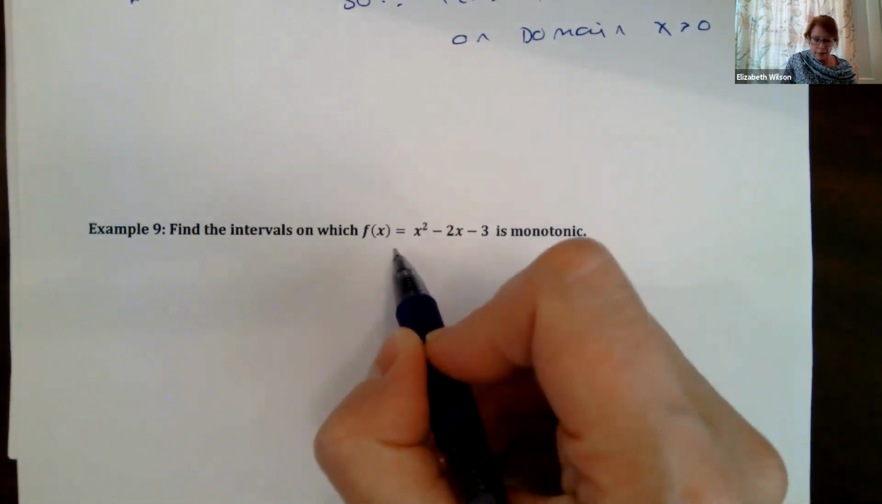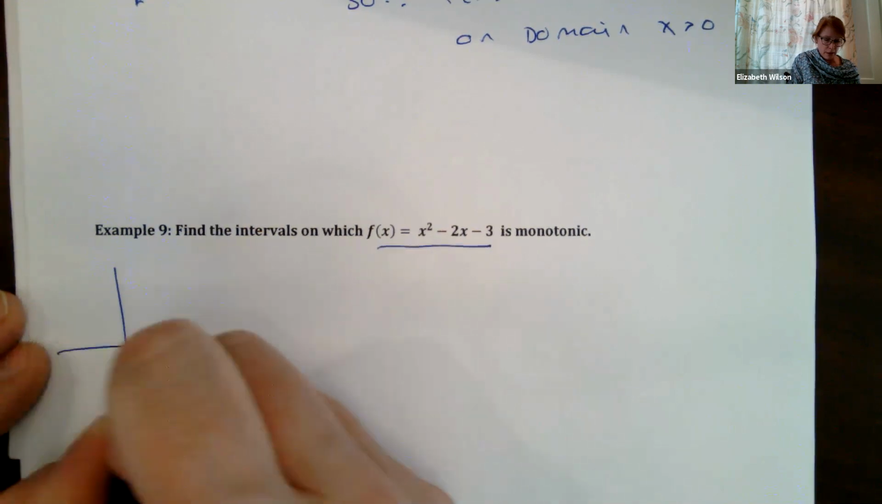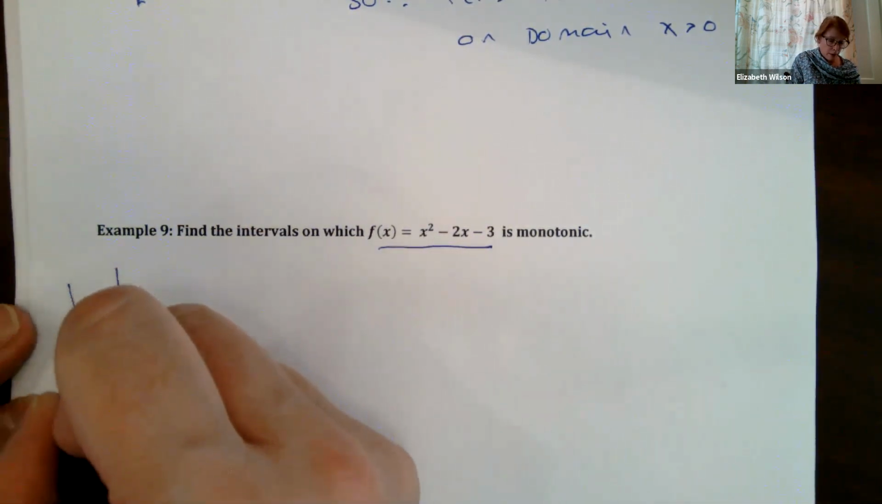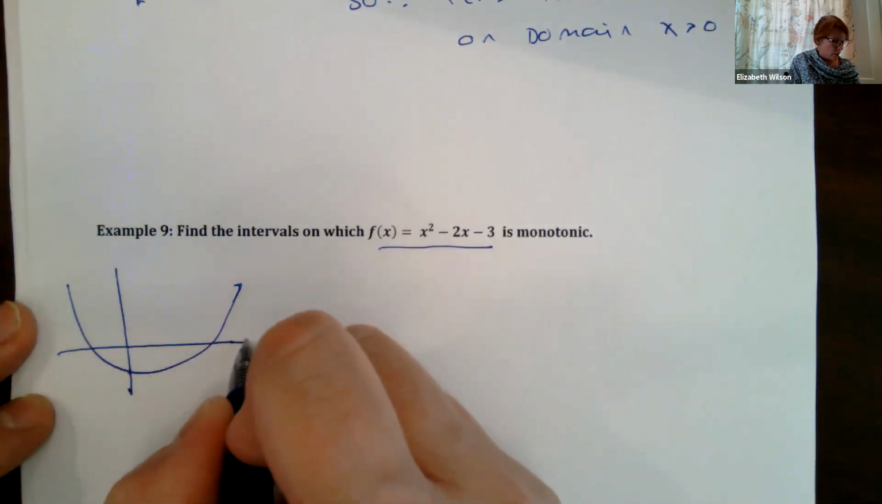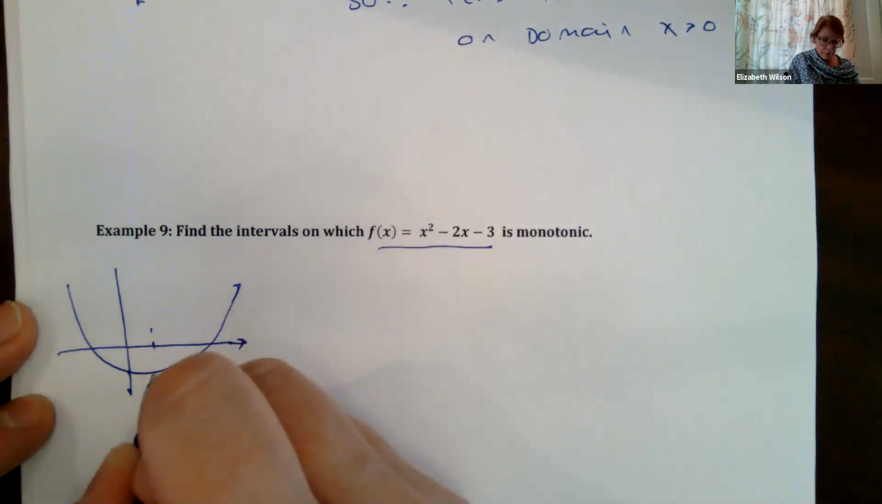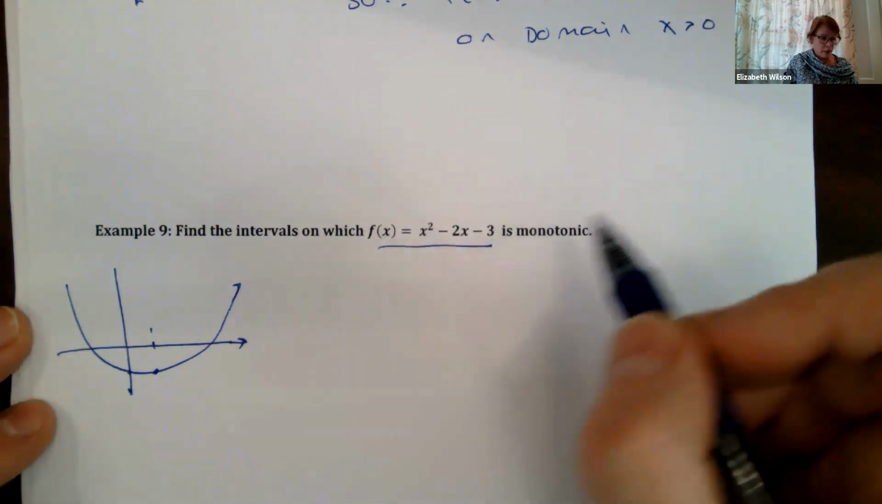So example number 9. We're looking at this function here, x squared minus 2x minus 3. I'm just going to plot this out because I like to take a look at it. It's my parabola. It kind of goes like this. And here, this is my lowest point right there. Now what I need to do is show that it's monotonic.